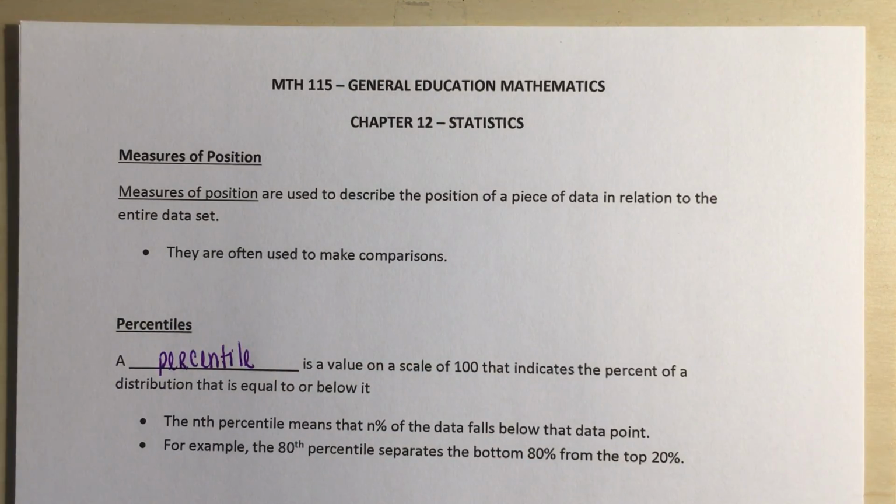A percentile is a value on a scale of 100 that indicates the percent of a distribution that is equal to it or below it. The nth percentile means that n% of the data falls below the data point. So for example, the 80th percentile separates the bottom 80% from the top 20%.